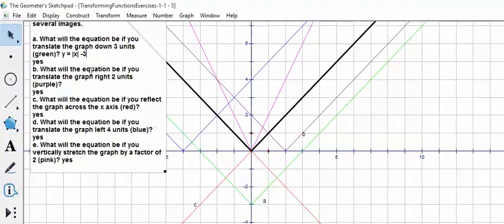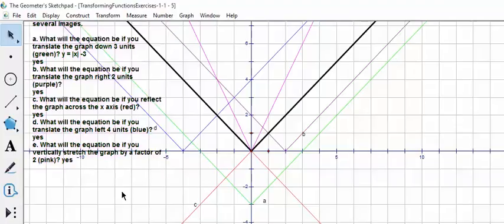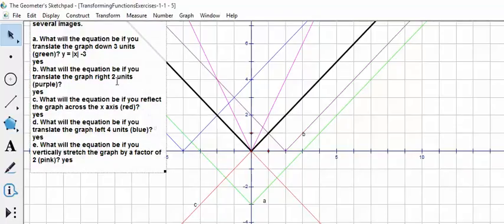Now the next one says, for the purple, if you translate it right 2, let's find that one. Oh, it's right here. I have to get out of my text box. There we go. So this one. Remember, we started at the black and we moved it right 2. So this time, when I write my equation, the change is going to go inside of the absolute value bars. Because if I put it afterwards, then it moves it up or down. If you put it inside, then it moves left or right. So you might think that it's y equals absolute value of x plus 2.